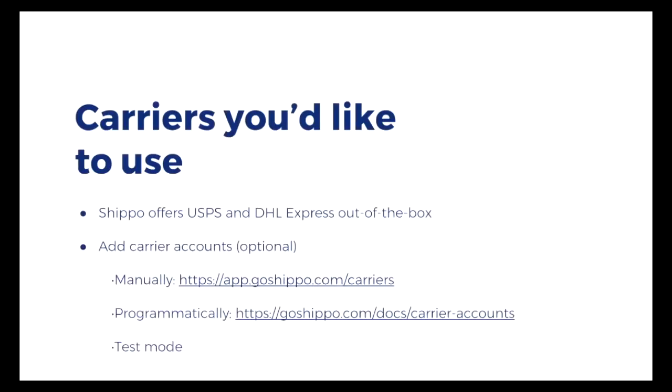I also wanted to cover the carriers that you'd like to use. The reason that this part is optional is because we provide USPS and DHL Express out of the box. So you actually get a master account with USPS where you can get discounted rates. That will be for any shipment that's a US origin going within the United States or internationally. But we have an alternative of DHL Express. If you want to do a shipment from US to somewhere internationally, you can use DHL Express. We offer discounted rates for both of them. So there's nothing additional that you need to do, but if you have your own carrier accounts, you can actually add those in either manually or programmatically.